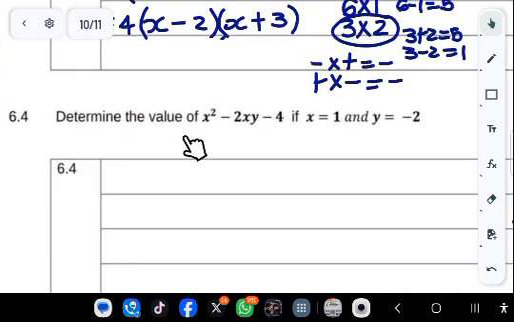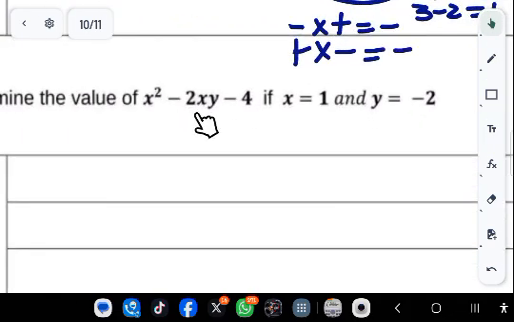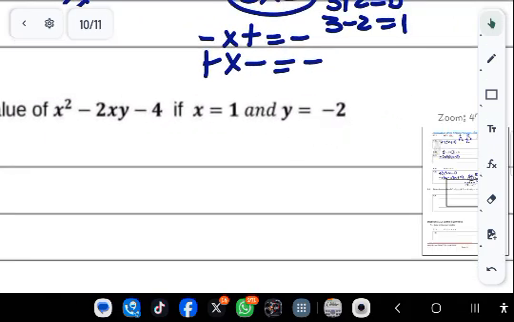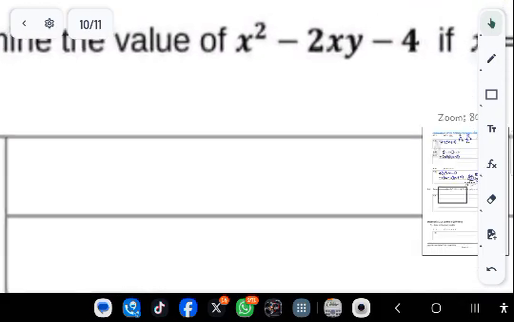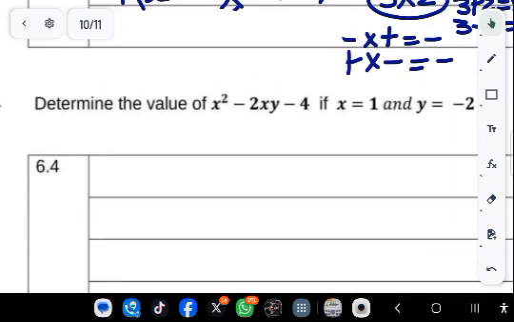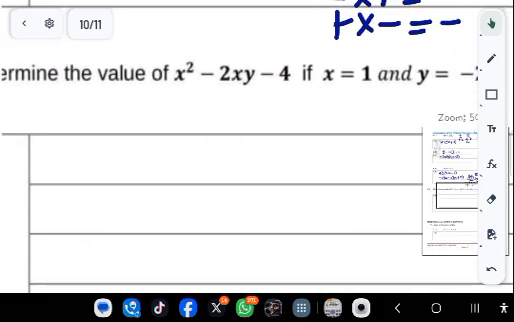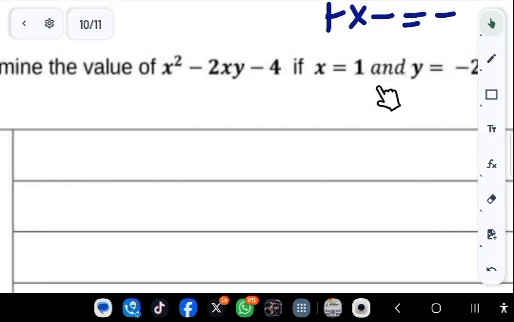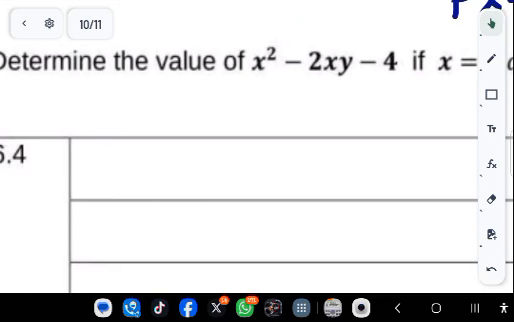Next, determine the value of x squared minus 2xy minus 4 if x equals 1 and y equals negative 2. So what we do is we substitute. This is a substitution kind of question. So wherever there is x, we put 1, and wherever there's y, we put negative 2.